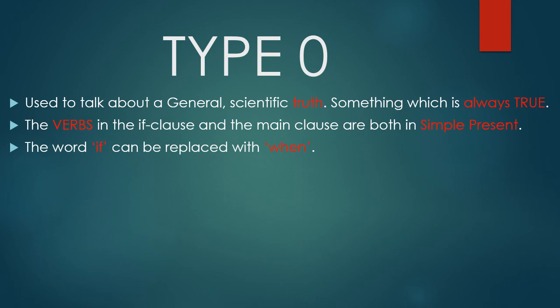The word if can be replaced with when. So this is just specific to conditional type 0. We could use if or we could replace it with when, okay?